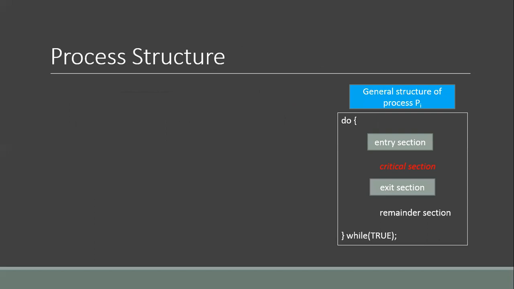In this figure, you can see the general structure of a process Pi. A process Pi is composed of an entry section, which is followed by the critical section. An exit section follows the critical section, and finally there is a remainder section.